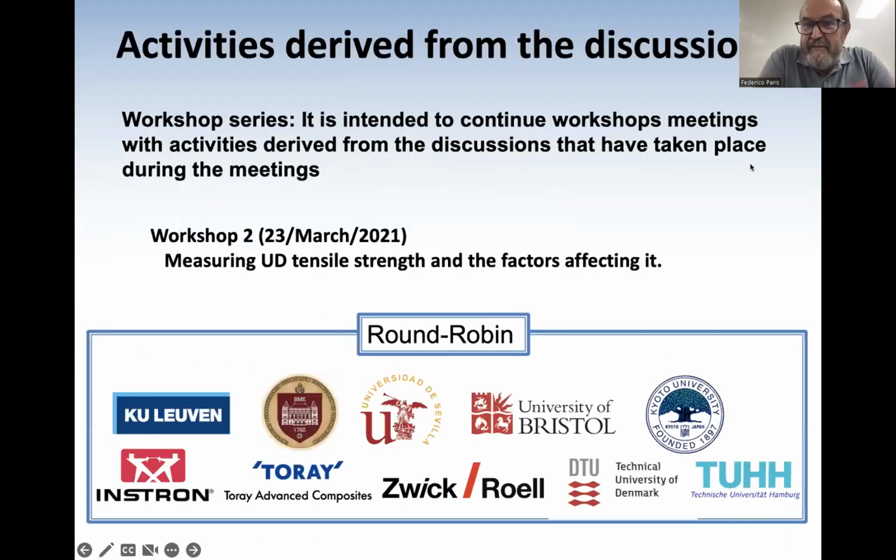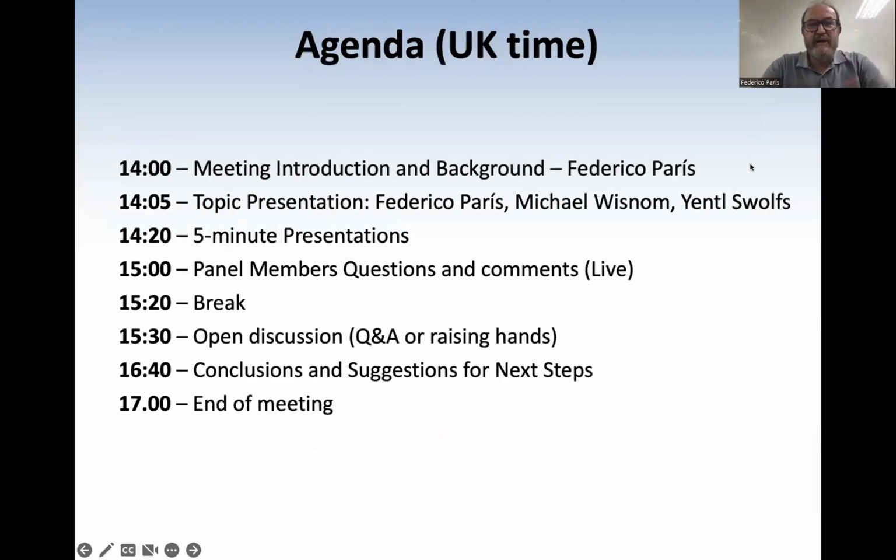There are some activities derived from the discussion. In this workshop series, it is intended to continue workshop meetings with activities derived from the discussion. There is one which is running now, and after my presentation I will invite Yentl to give an update of the situation of this round robin. Here you have, in any case, the participants in the first round robin derived from workshop 2.